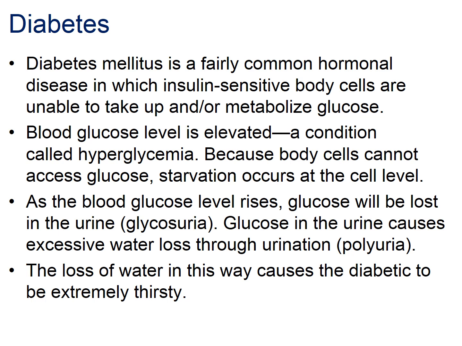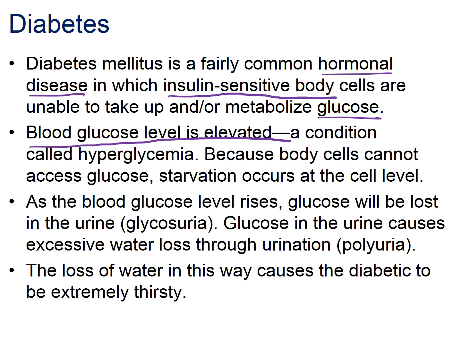So let's quickly talk about diabetes. Diabetes is a fairly common hormonal disease where insulin-sensitive cells in the body are not able to take up the glucose. So the bottom line for diabetes is that the glucose in the blood remains high, because your body is not absorbing it. It's in the blood, but it's not able to get into the cells.